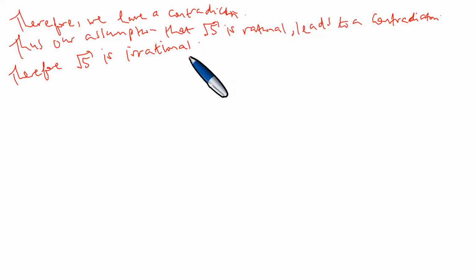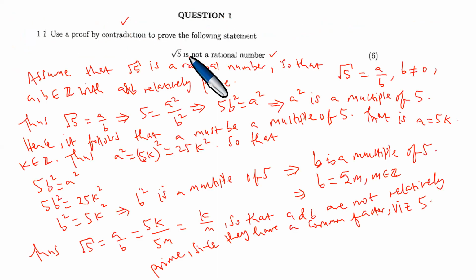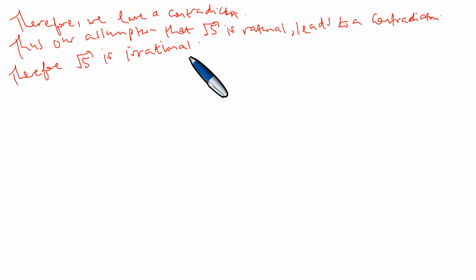And therefore, the square root of 5 is what? Is irrational. And we're done. Remember the question, it said use a proof by contradiction to prove the following statement, that square root of 5 is not a rational number, and we've just done that for 6 marks.